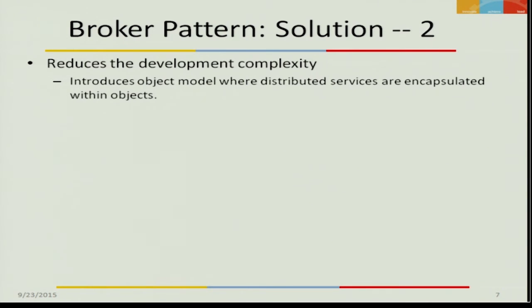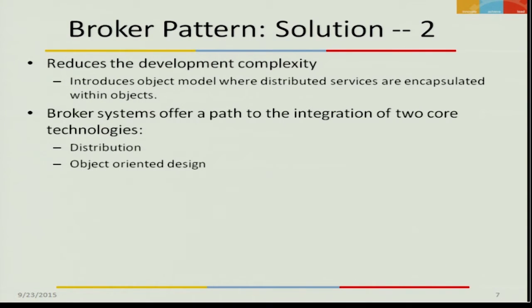Now this broker pattern, as I said, reduces the development complexity. How? Because it introduces the object model. What that means is, if you are writing a distributed system, you feel as if you are writing a normal object-oriented design. So it introduces an object model in which the distributed services are basically objects. So the broker system gives a technique to integrate two core technologies: one is object-oriented design, and the other is distribution of the processing.